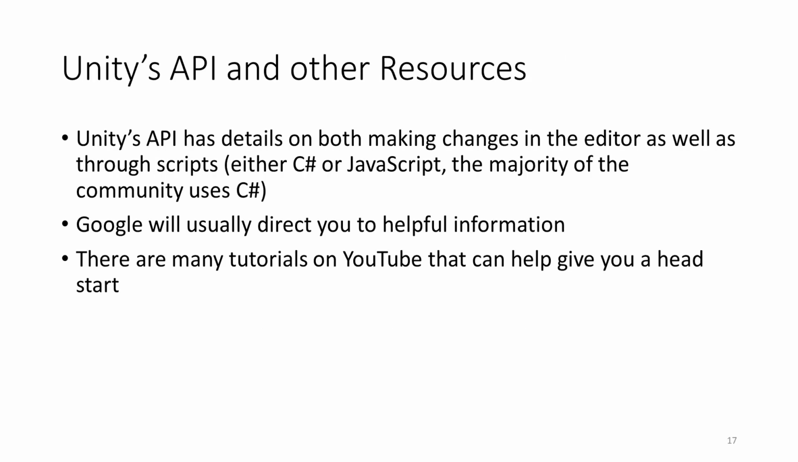We've covered a good deal of information here, but there is always more detail to dig into. You can find more information on Unity's Application Programming Interface, or API. Unity's API contains both information on making changes in the editor as well as through scripts. It contains documentation on both C# and JavaScript, but the majority of the community seems to use C#, and you'll have an easier time finding information on their forums about C# code. Google will usually direct you to helpful information if you search something along the lines of Unity, C#, and whatever you are having issues with.